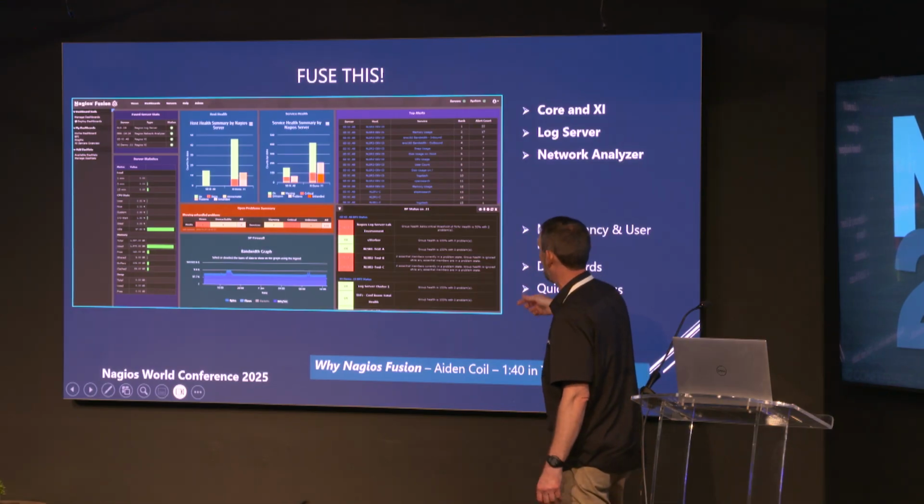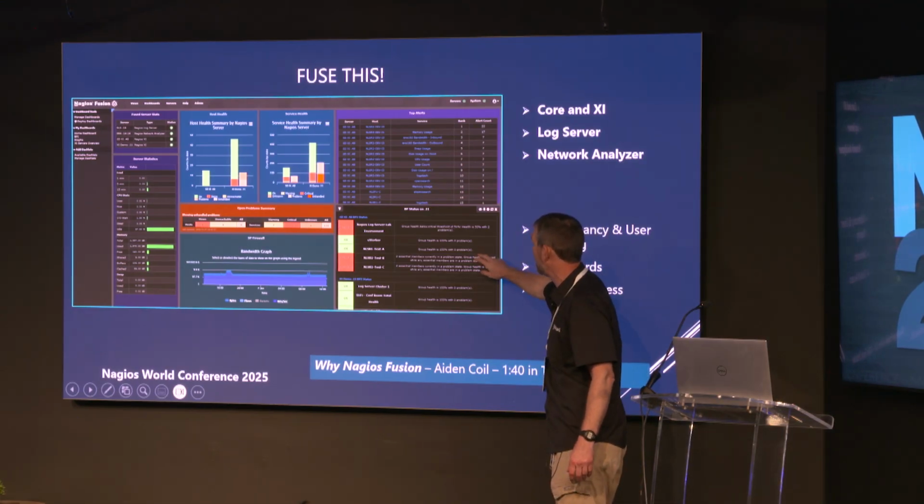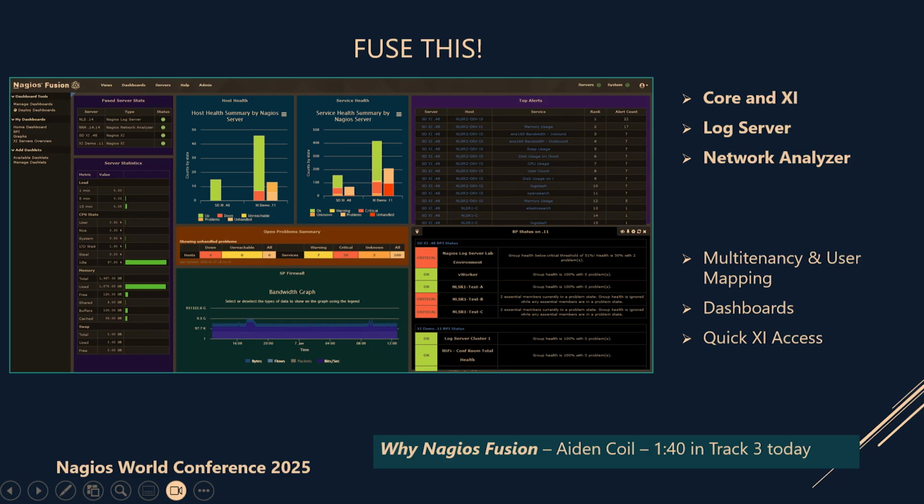And then probably one of my favorites is the BPI status dashlet. So you can have BPI on 10 different Nagios servers, intelligently monitoring what's going on with complex processes, and then bubble that up to Fusion and have quick insight into what's going on in your BPI groups right here.